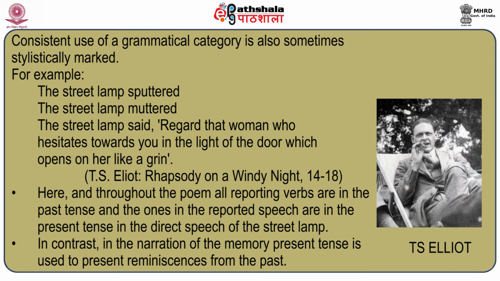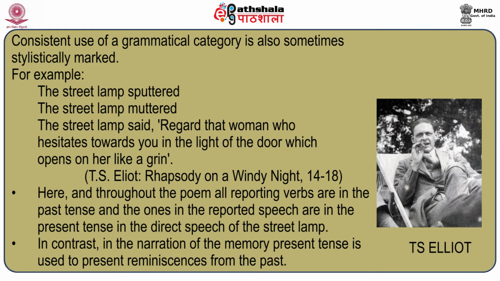The direct speech of the lamp exhibits an alternation between use of present tense and past tense. Here is an example. The street lamp sputtered. The street lamp muttered. The street lamp said, "Regard that woman who hesitates towards you in the light of the door which opens on her like a grin." Here, all the reporting verbs, as elsewhere in the poem, are in the past tense, and the ones in the reported speech are in the present tense.